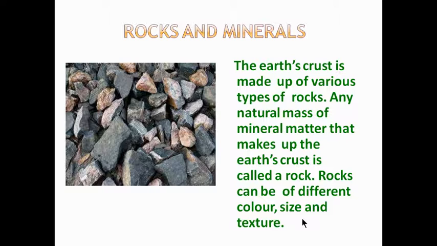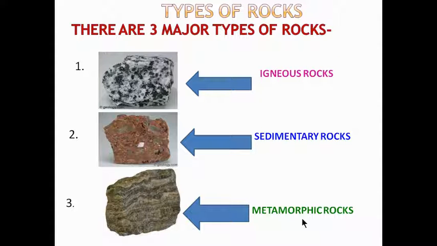Now rocks don't only mean huge masses of stones. Small pieces of stones can also be considered rocks. The Earth's crust is made up of various types of rocks. Any natural mass of mineral matter that makes up the crust is also called a rock. Rocks can be of different color, size, and texture. There are mainly three types of rocks: igneous rock, sedimentary rock, and metamorphic rock.